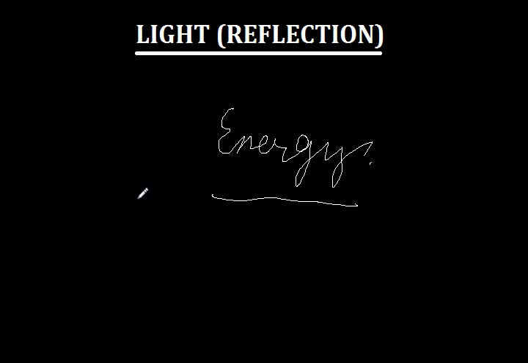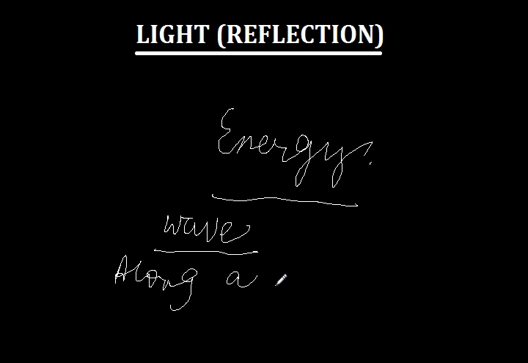Now, how does light travel? Light travels in the form of wave. It travels along a straight line path.